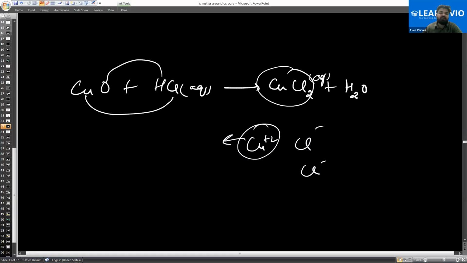The chloride ion will not show any color, but the copper ion, Cu2+, is blue in color. So the solution will change its color too. Got it? We will discuss this one later.